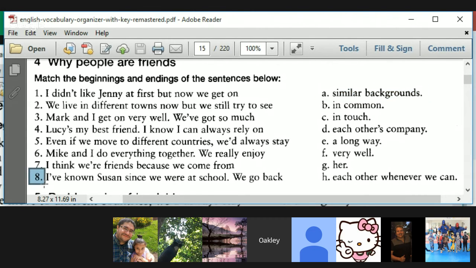Right? Okay, Heidi, number 8. We've known Susan since we were at school. We go back, don't we? We go back a long way. Okay, this sentence, colloquial expression, is quite common for English speakers to talk about old friends. We go back a long way. It doesn't have to be about friends, however. It could be somebody you know from business and you've known them a long way.